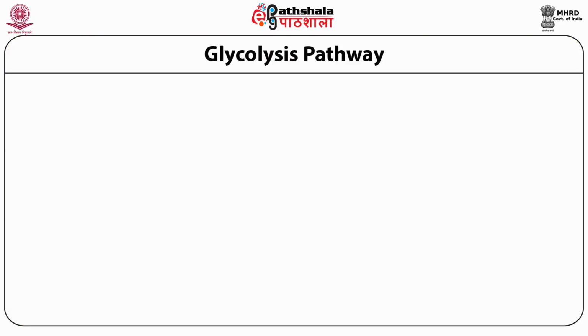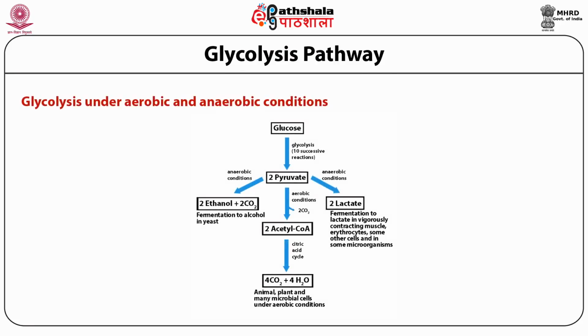The following shows glycolysis under aerobic and anaerobic conditions. As we know, the fate of glucose during glycolysis is to form 2 pyruvate molecules through 3 successive reactions. Now the pyruvate formed during glycolysis has a different fate under different conditions.